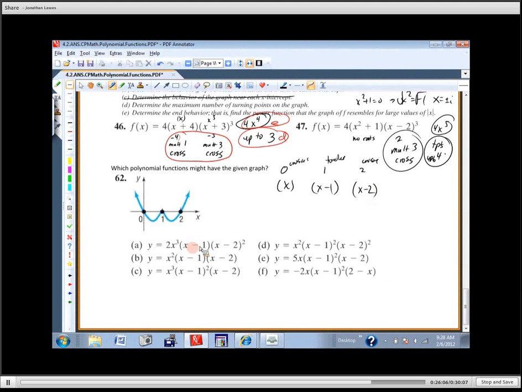So let's take a look here. Well, it looks like they all have something like that, or something reasonably similar. But if it's going to cross, what does the exponent have to be on this? Got to be odd. If it's going to touch, even, and this one, got to be odd. Okay? So let's run through here. Are there any that we could cross off? If we know it's got to be x to an odd number.